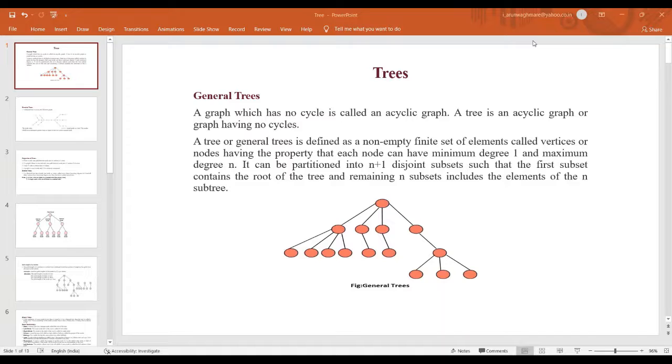A tree or general tree is defined as a non-empty finite set of elements called the vertices or nodes, having the property that each node can have a minimum degree 1 and maximum degree n. It can be partitioned into n plus 1 disjoint subsets such that the first subset contains the root of the tree and the remaining n subsets include the elements of n subtrees.